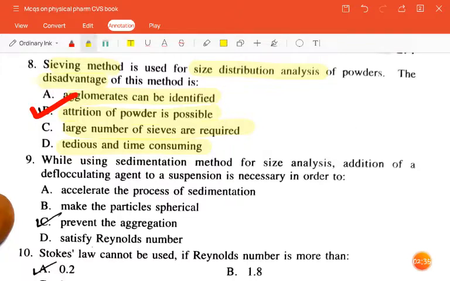The next question is: while using sedimentation method for size analysis, addition of deflocculating agent to the suspension is necessary in order to accelerate the process of sedimentation, make the particle spherical, prevent aggregation, or satisfy Reynolds number. So the correct answer is prevent aggregation.